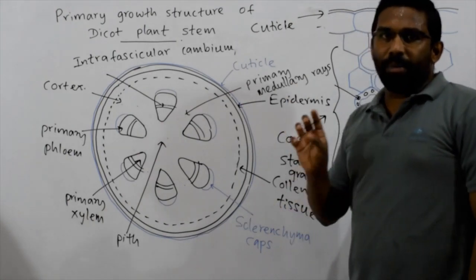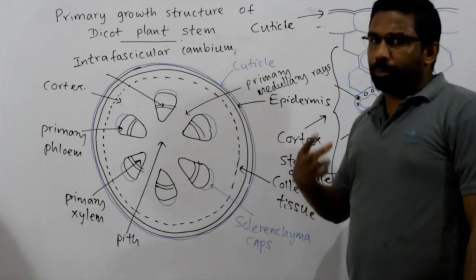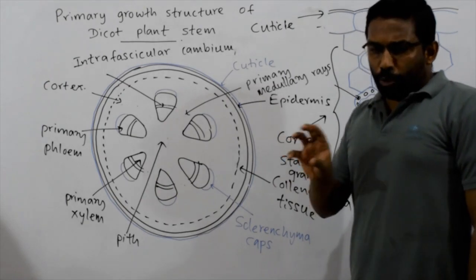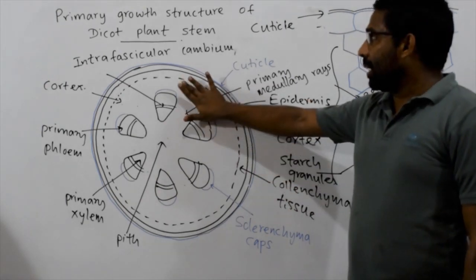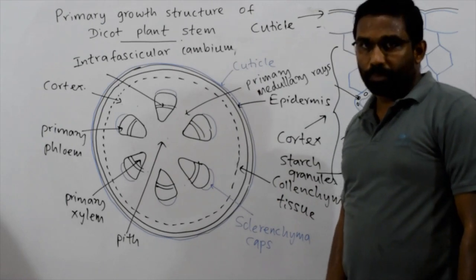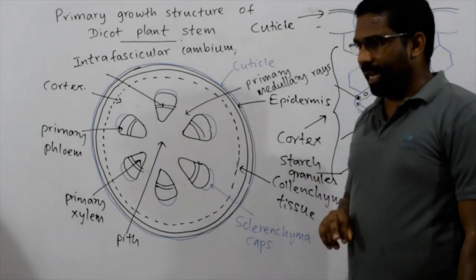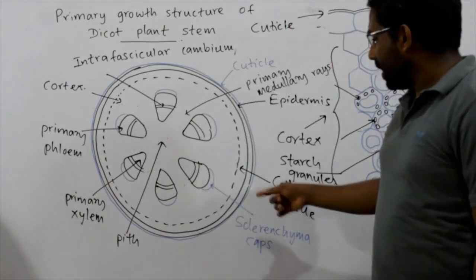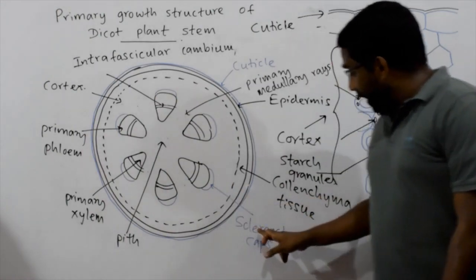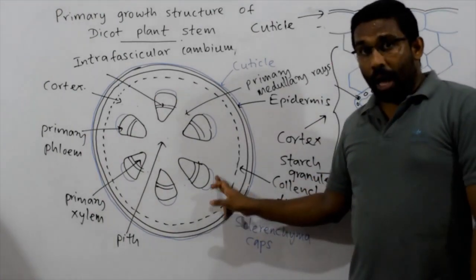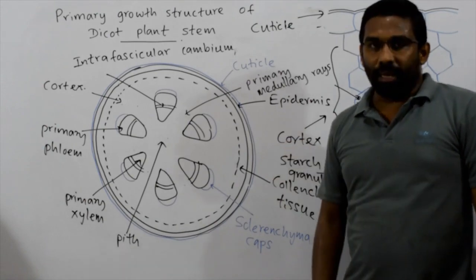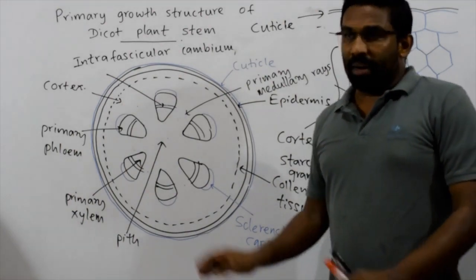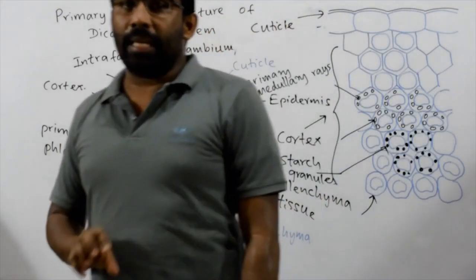In the roots, endodermis and pericycle are prominently present, but in most stems they are not present. Therefore, we do not draw endodermis and pericycle in a typical structure of the dicot stem. Remember that. But in some plants, there may be a thin endodermal layer and a pericycle layer. It is believed these sclerenchyma caps or fibers have originated from the pericycle. But we do not draw endodermis and pericycle typically in the stem structure.